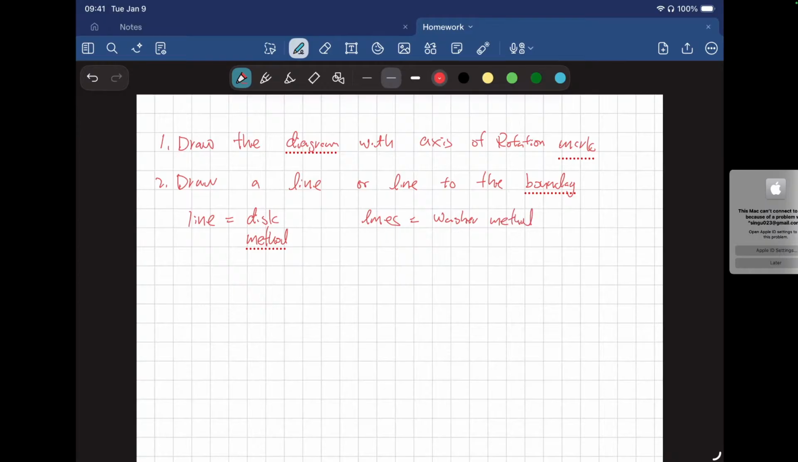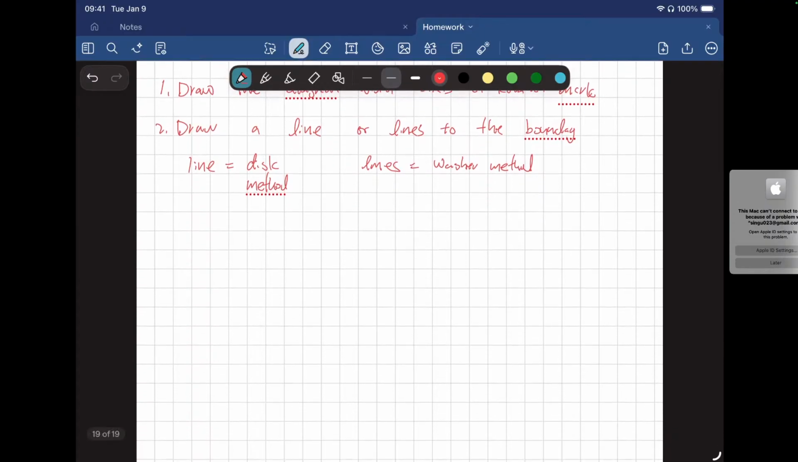Okay, so you draw a line or lines, so it could be one line or two lines. Then the third step is you have to decide. I know it seems like a lot of steps, but it's not. Decide dx or dy.